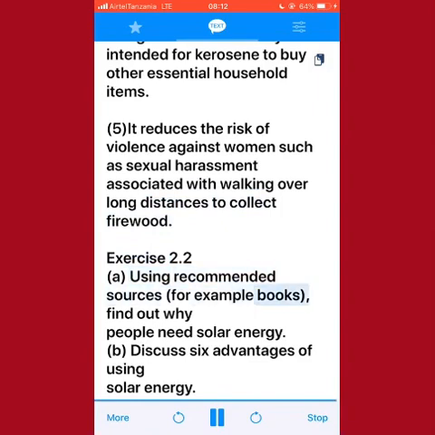Exercise 2.2. A. Using recommended sources, for example, books, find out why people need solar energy. B. Discuss 6 advantages of using solar energy.